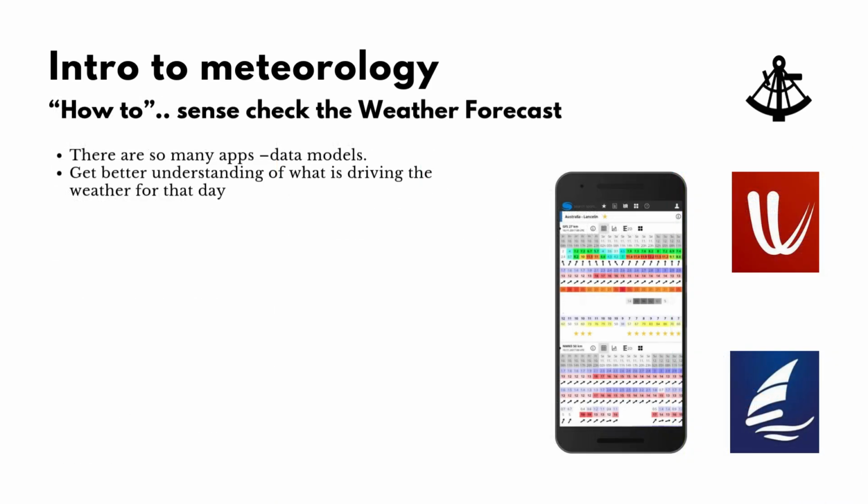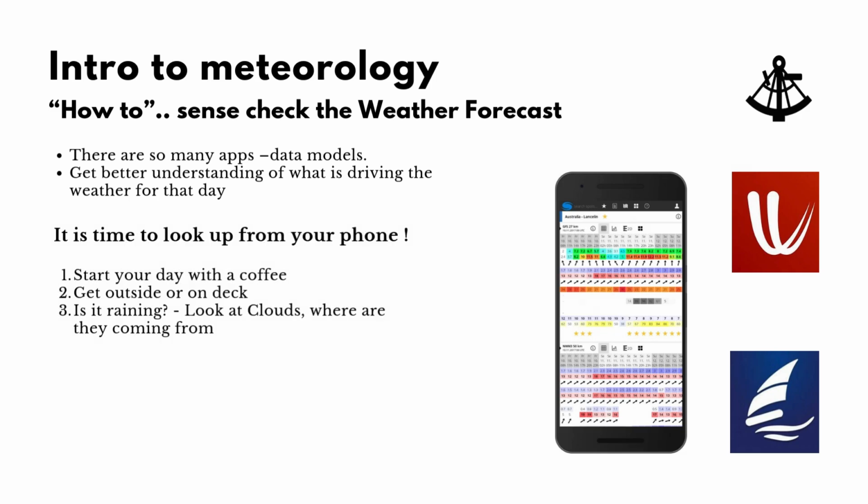There is so much weather information available on our phones that sailors are becoming more and more dependent on data. True for both beginners right up to experienced sailors. If you want to get a better understanding of what's driving the weather for that day, then it's time to look up from your phone. Get yourself a cup of coffee. Get outside or on deck. Have a good look around at what's going on. Is it raining? Are there any clouds? If so, what direction are they coming from?